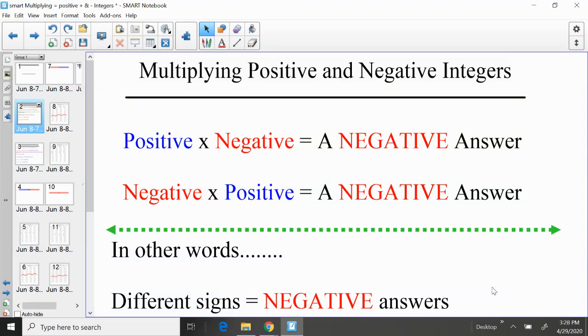Hello. Today we begin lesson 5-1, multiplying integers.